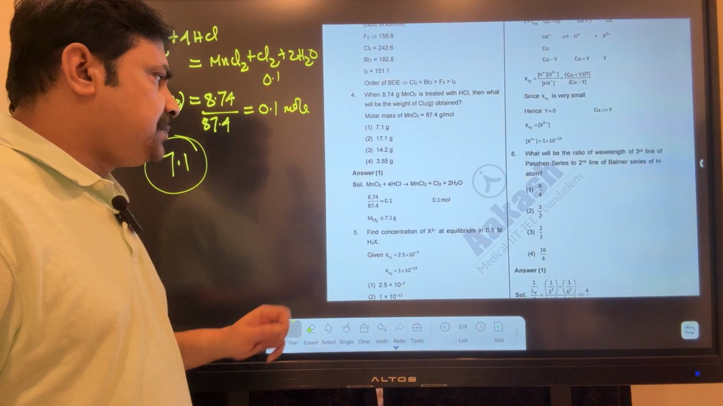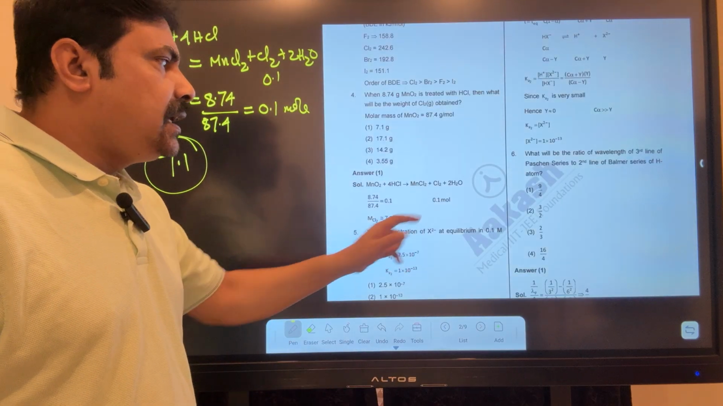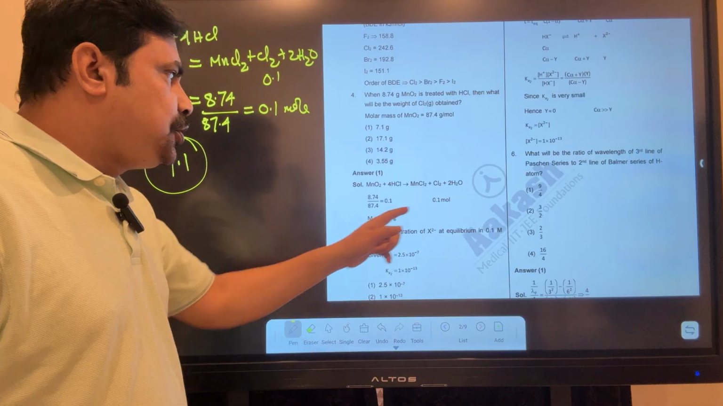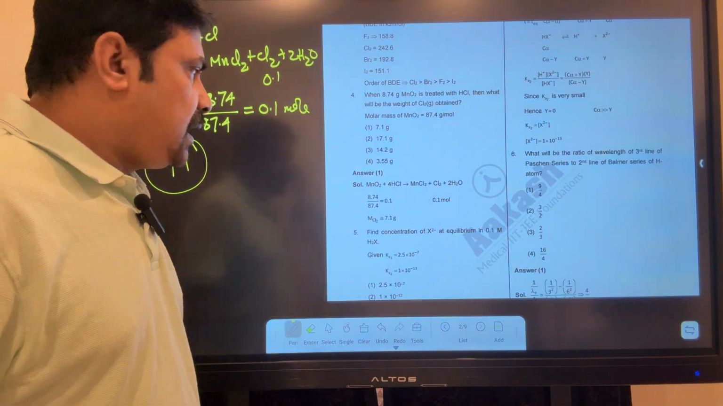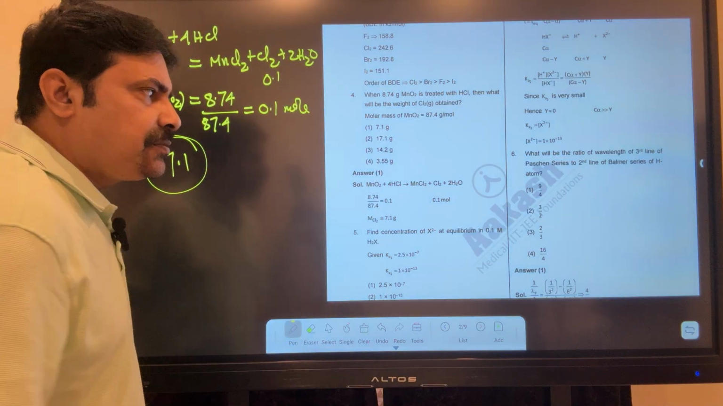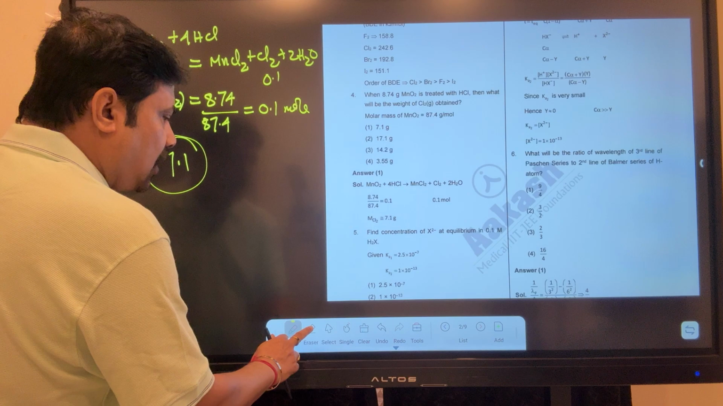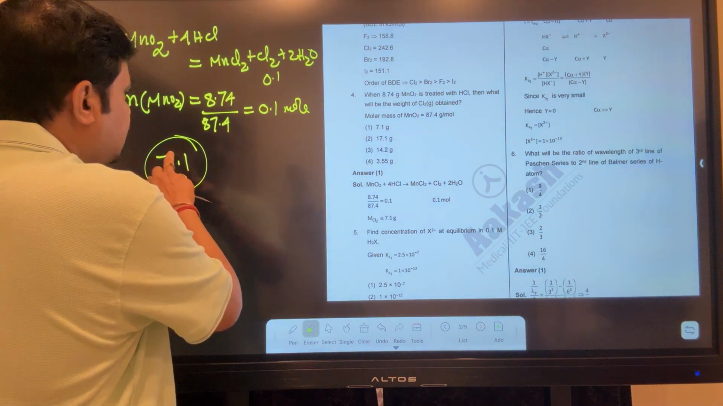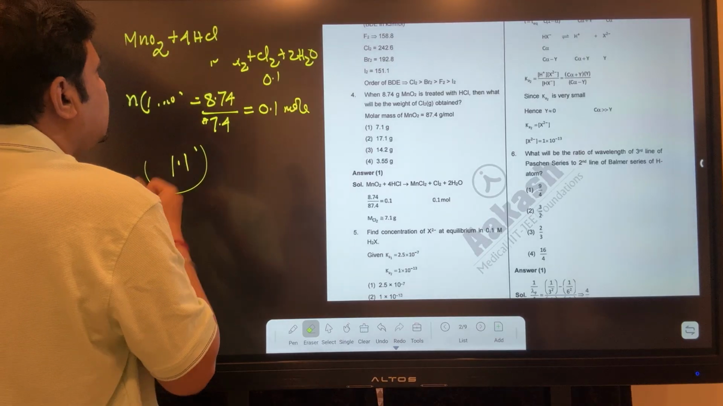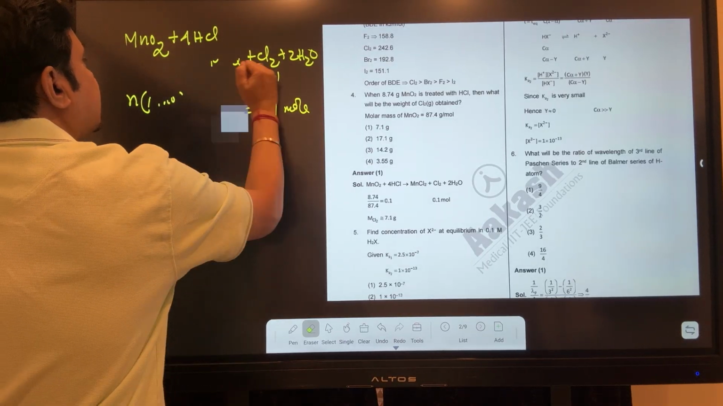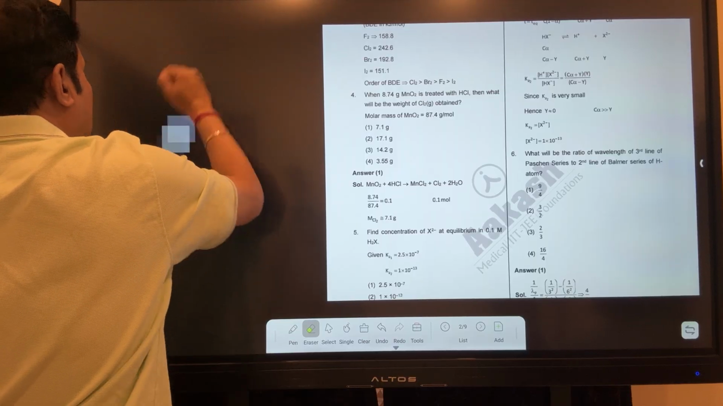Come to the next question. They are giving, find the concentration of X2 minus at equilibrium in 0.1 molar H2X. Very nice question. Now you look at, this question is based on ionic equilibrium. Let me delete this question so that we can solve over here itself, so that we can easily write down how we can solve these questions.